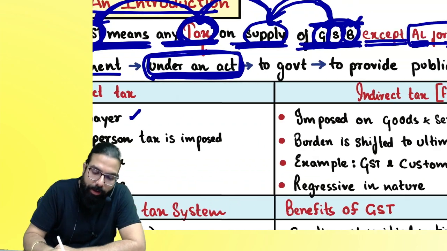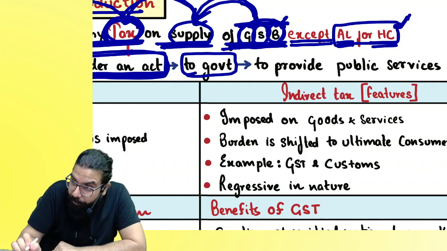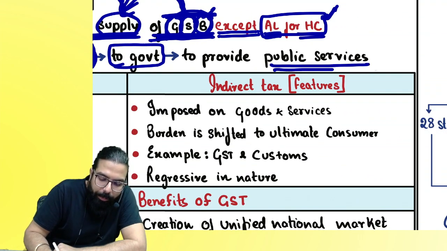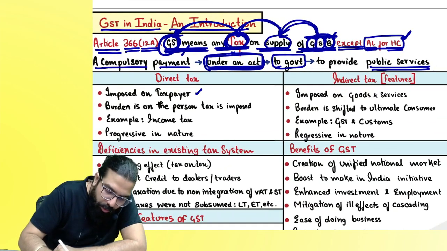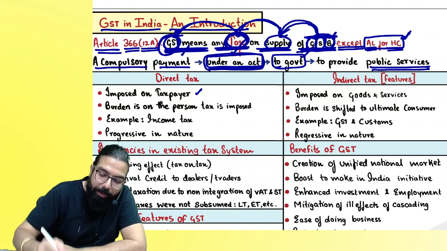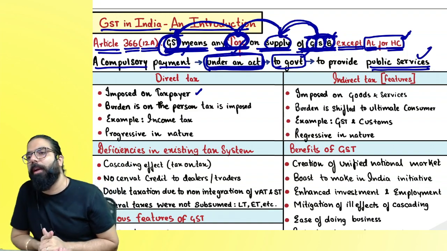Are we clear, everyone? And it is paid to whom? Not to rowdies. It is paid to the government. Why? Because the government will give you various public services. So tax is a compulsory payment which you do under an act, and it is paid to the government. Why? Because the government provides you various public services. Can you tell me what are the services provided by the government?